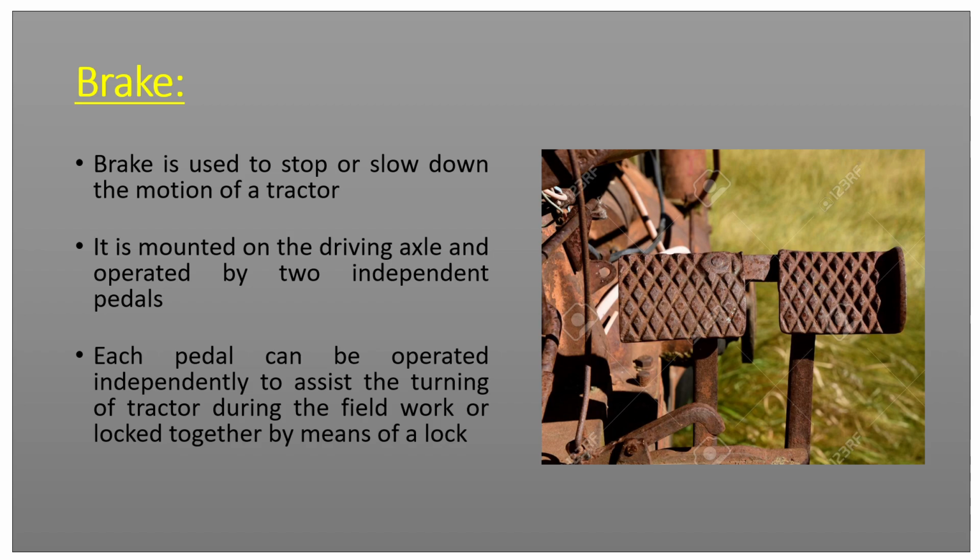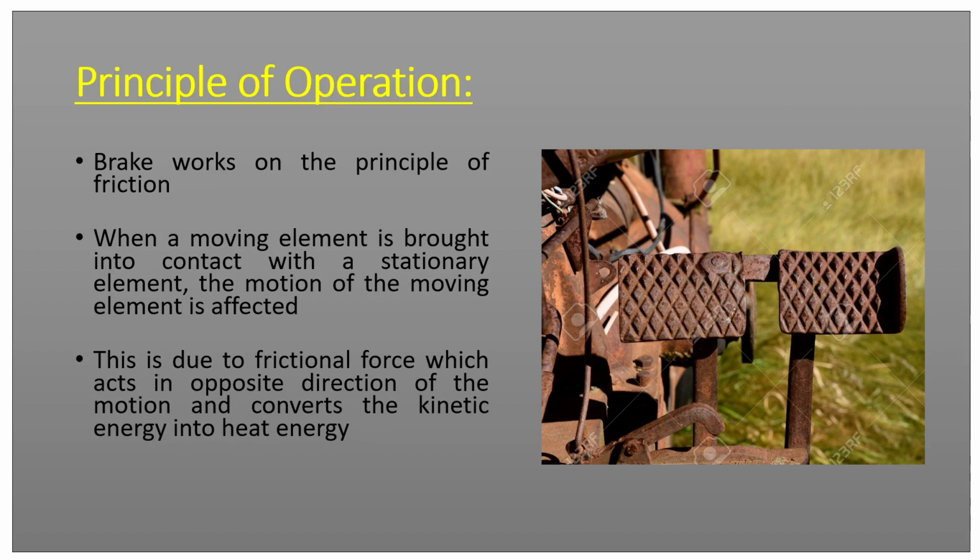So we can apply the brake on the right side, so that the right side wheel will not rotate, whereas the left side wheel will rotate as it is getting power. So what happens is that as it rotates, the tractor will take a sharp right turn. For that we are using the separate brakes. And the principle of operation of the brake is friction.